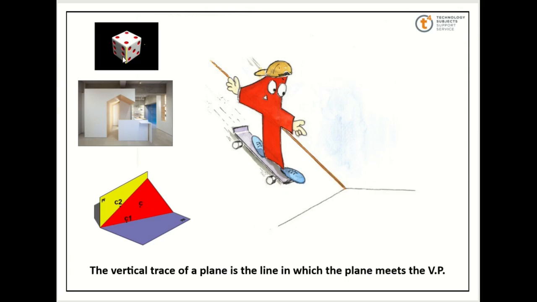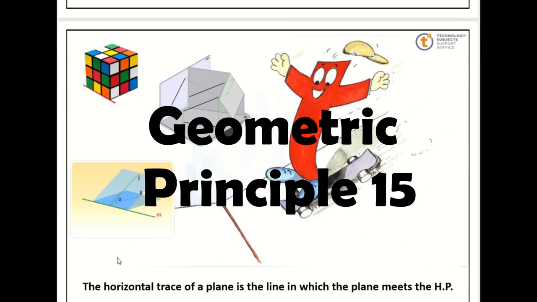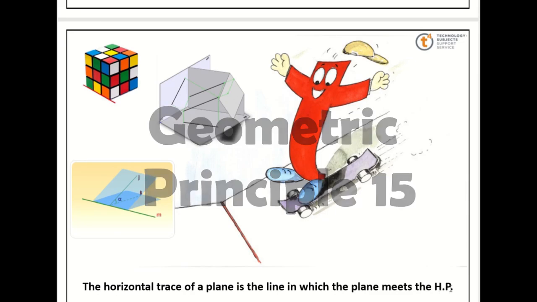And there are a few examples in everyday life there. So if that was a vertical plane, here is a trace that has been created, along C2, right? And we're going to combine that with the final one, principle 15. The horizontal trace of a plane is a line in which the plane meets the horizontal plane.